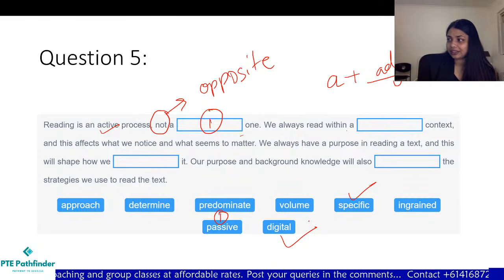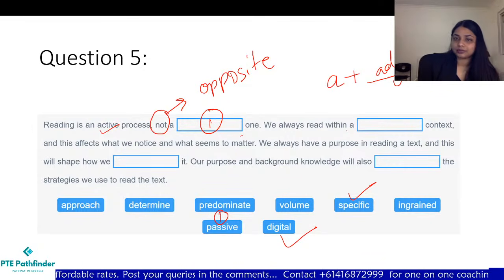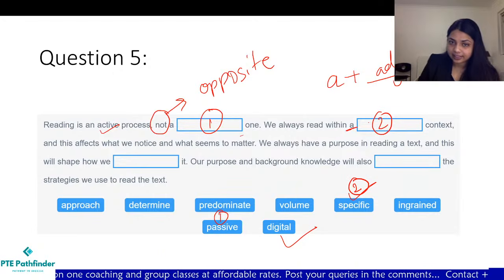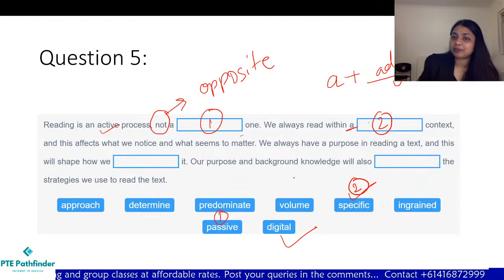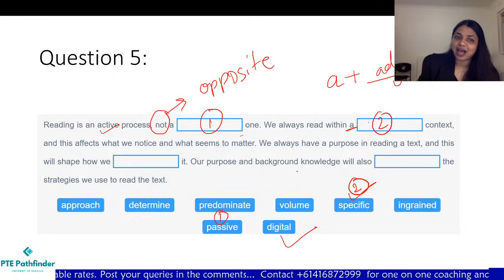Good work. Good work, Angela, Yuvraj, Sneha, Fiza. So within a specific context. So for your second blank, we have the answer specific. Now let's have a look at the next sentence. It says, we always have a purpose in reading a text, and this will shape how we dash it.